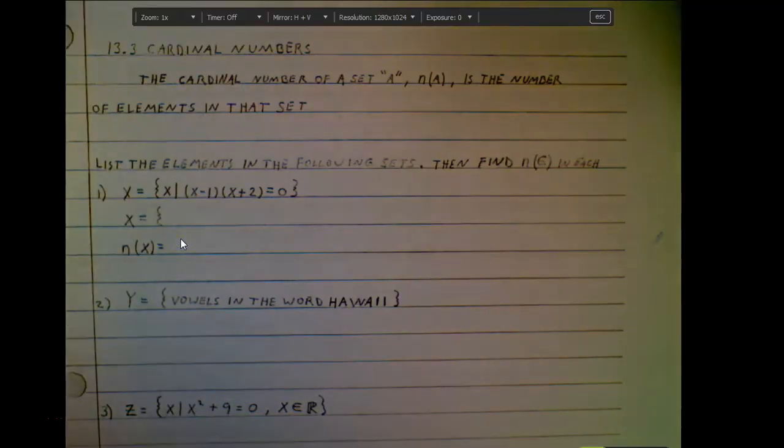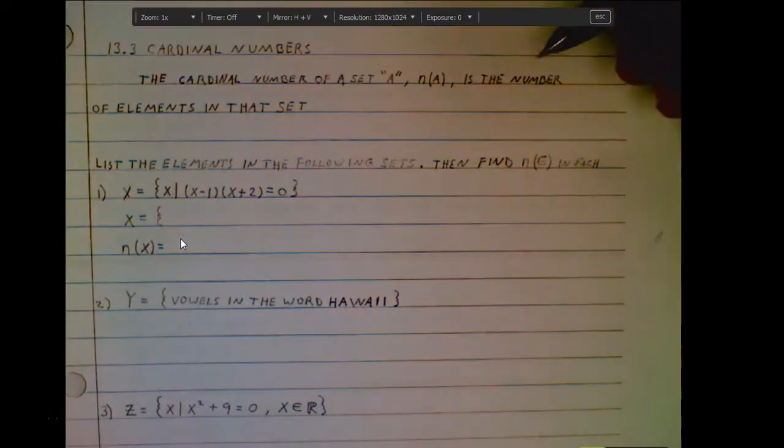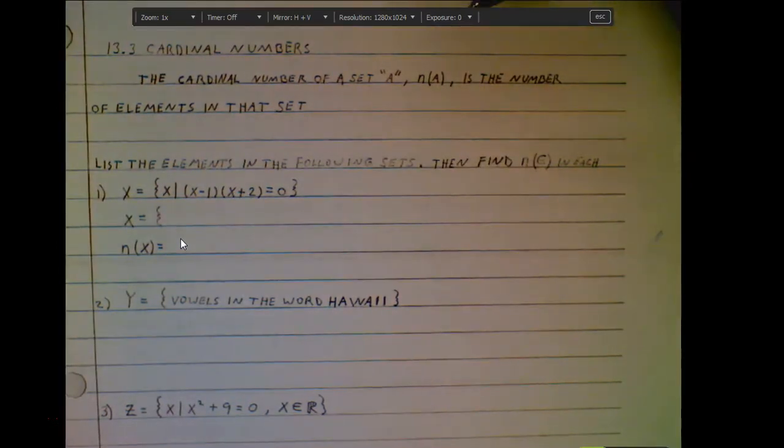All right, here. So for the third lesson of chapter 13, we're going to look at a few ideas here. So let me start moving through. The idea of a cardinal number of a set is simply how many elements are in the set, and that's the simplest way to look at it.